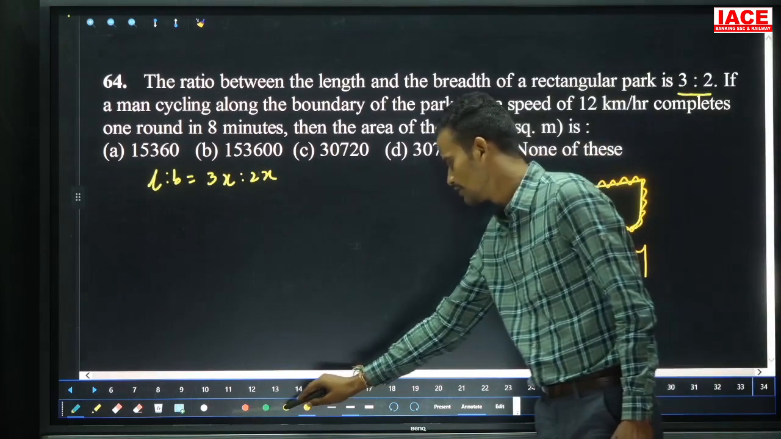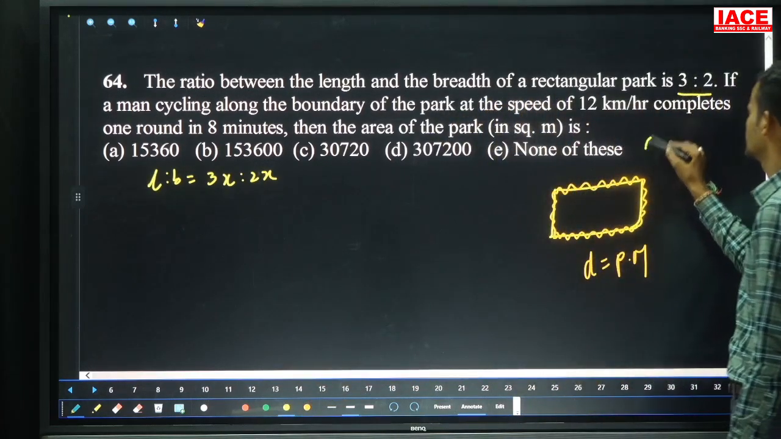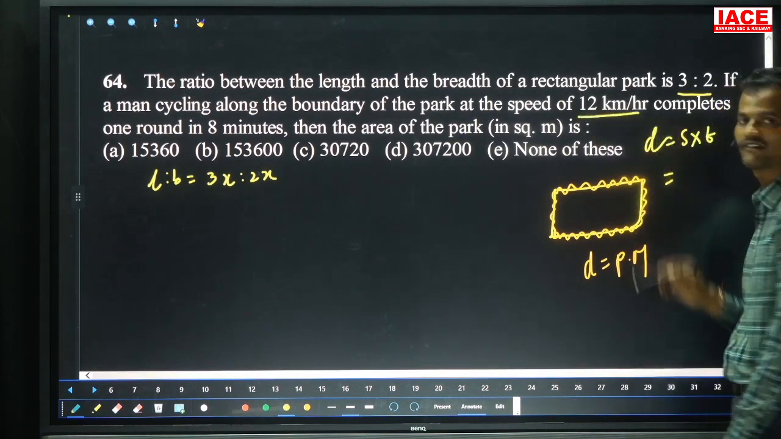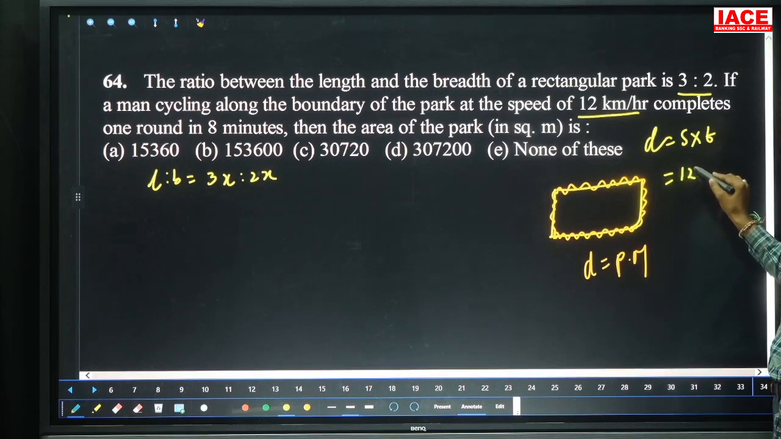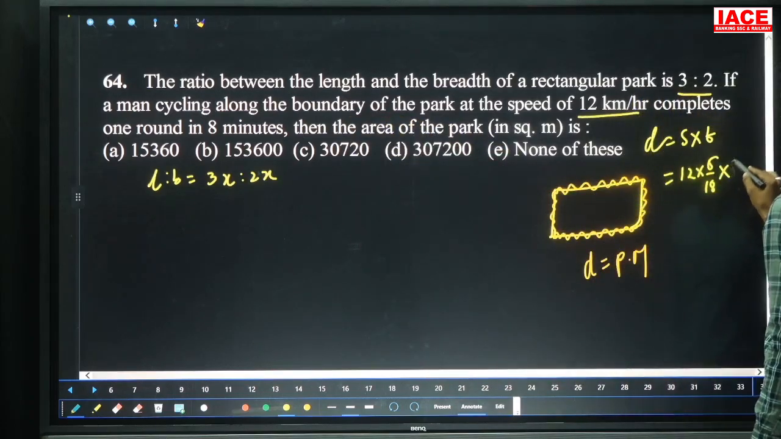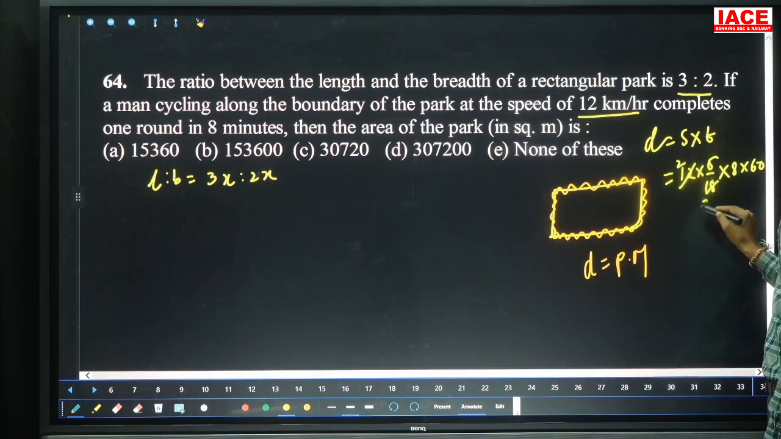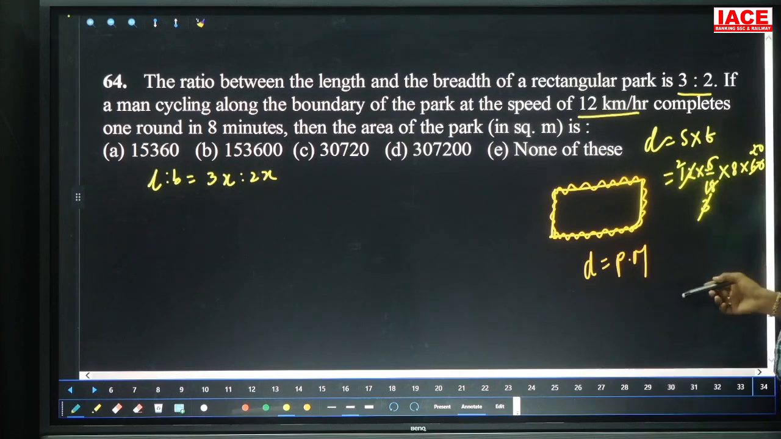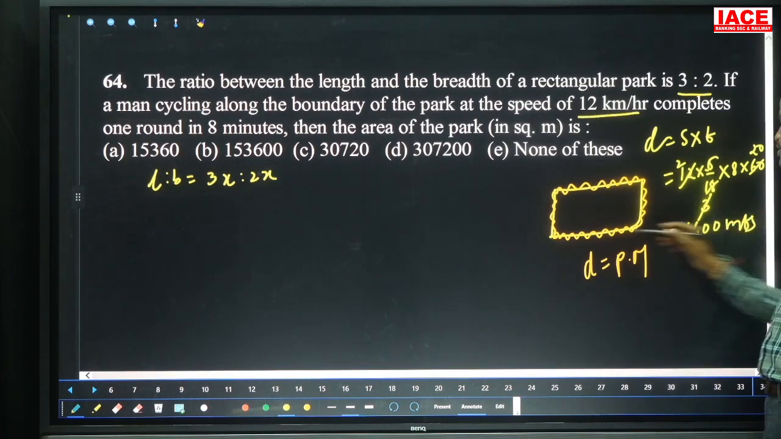Now what is the distance formula? Distance is equal to speed into time. Here speed is given. What is the speed value? 12 kilometer per hour, 12 into 5 by 18. Why am I converting into meters per second? Because the time is given in minutes. So I am converting 8 minutes into seconds: 8 into 60 is 480. 12 into 5 by 18, 6 twos are 12, 6 threes are 18, so it is 10 by 3. 10 by 3 into 480, 1600 meters. This is the total boundary.